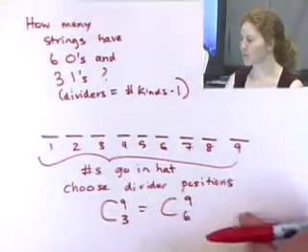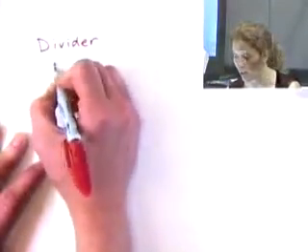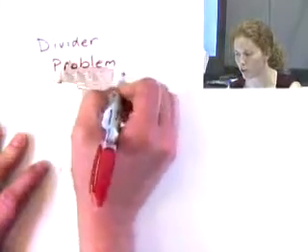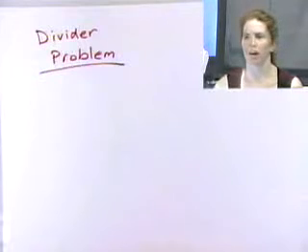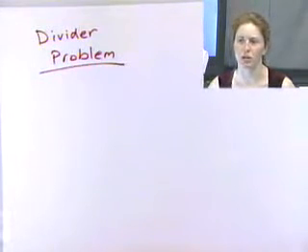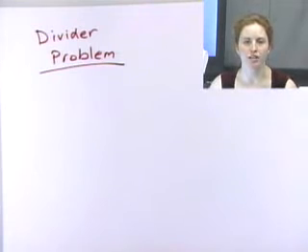Okay, so let me write down a general formula for this. So you can easily look at something to see if it's a divider problem. Now, who can tell me what kind of words to look for in a divider problem? I won't see the word divider in a divider problem. I'm going to see the word kind, or category, or type. Whenever there's multiple items of something and I can have more than one of them, then that's a combination with replacement problem.